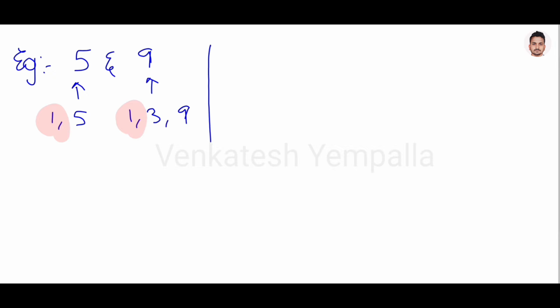Another example, 6 and 11. For 6, the factors are 1, 2, 3 and 6. And for 11, 1 and 11. If we observe these two sets of factors, the only common factor is 1. So I hope you understand what co-prime numbers are. Co-primes are a pair of numbers whose only common factor is 1; there is no other common factor at all.